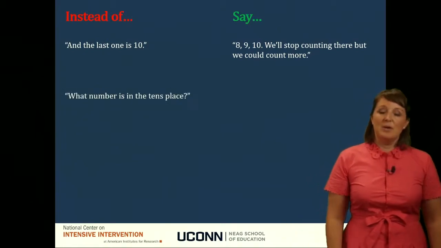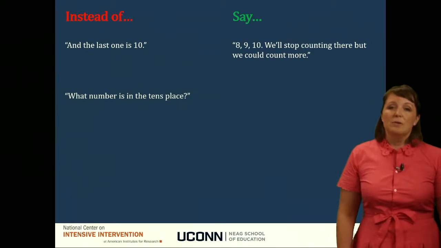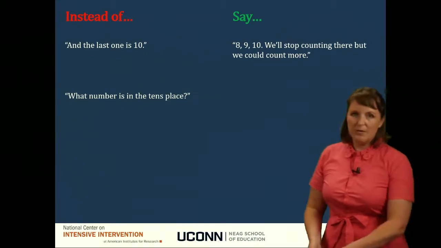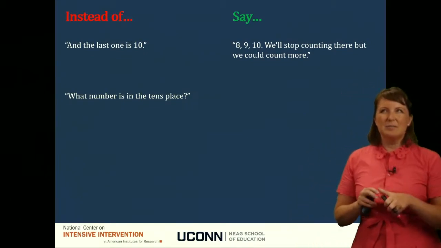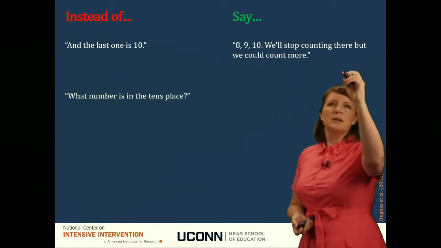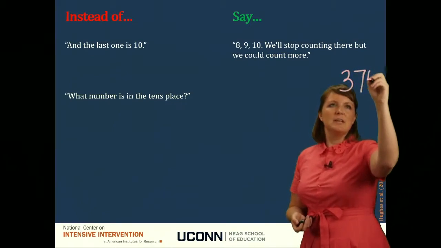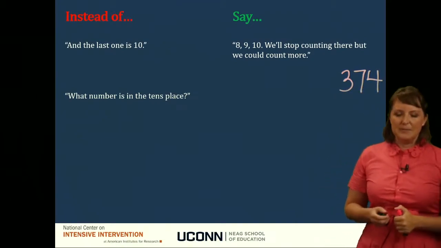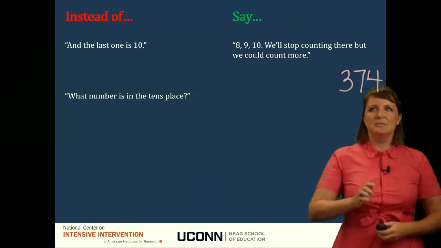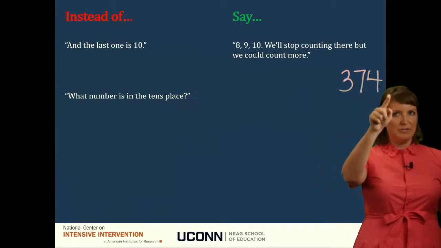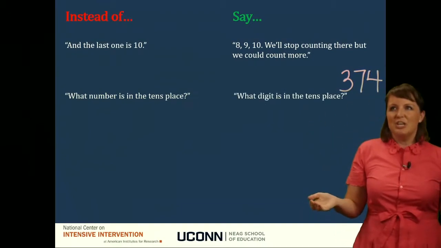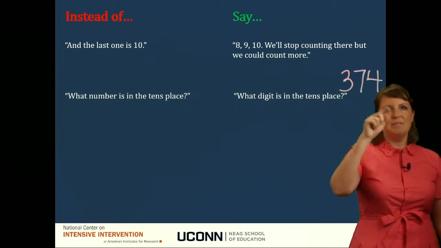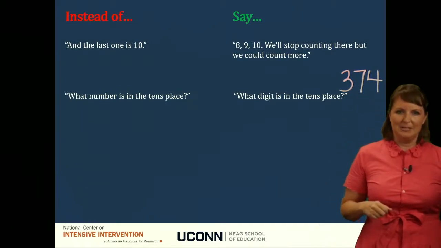Now, instead of saying what number is in the tens place, well, and if I'm looking at a number, in fact, I'll go ahead and write one here. Let's see, what number do I want to look at? We'll think about 374. That's the number I'm going to think about right now. What number is in the tens place? There is no number in the tens place. The number is 374. What digit is in the tens place? 7 is the digit in the tens place.